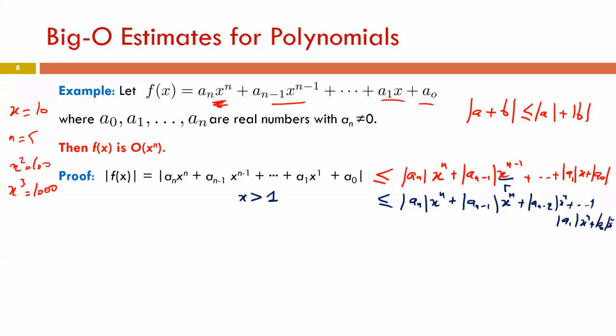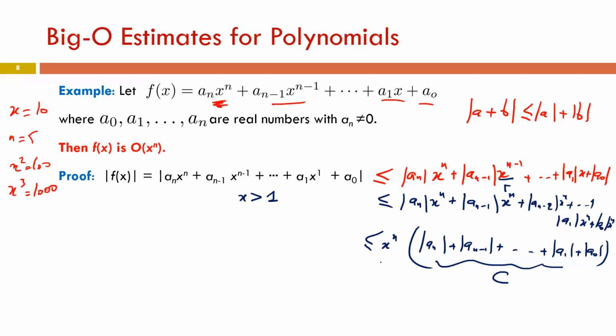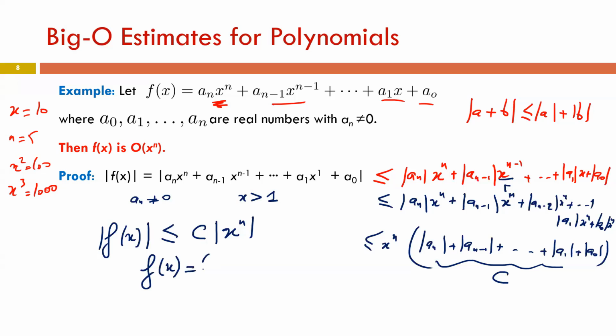And 1 is less than x^n as well. So we can take x^n as a common factor: x^n times (|a_n| plus |a_{n-1}| plus ... plus |a_1| plus |a_0|). And this will be our constant c, independent of x. We see that this polynomial function of degree n, with non-zero leading coefficient, so it's really degree n, is less than c x^n. So we can say that f of x is big O of x^n. Asymptotically, this polynomial grows no faster than x^n.